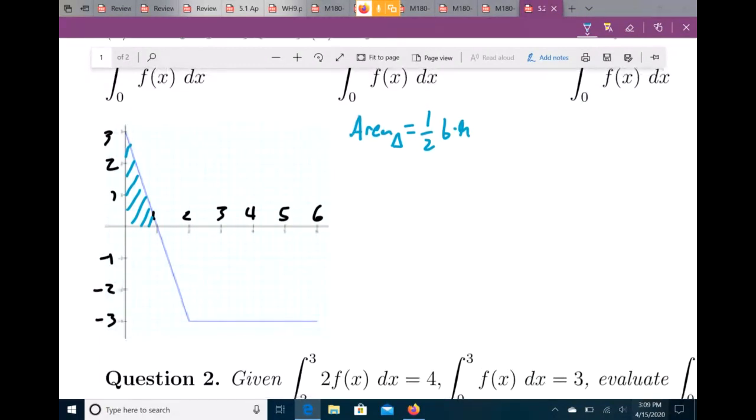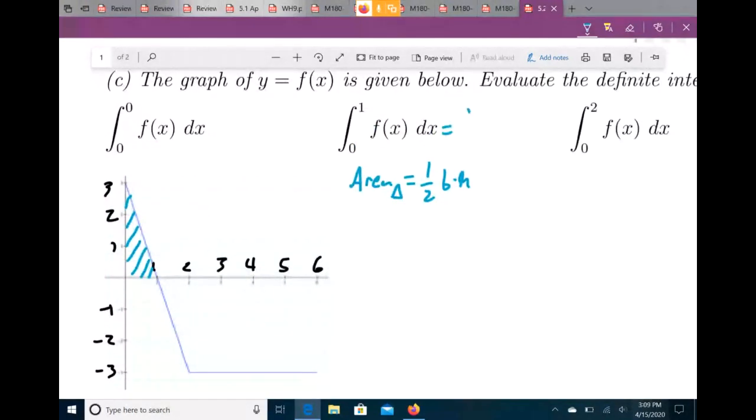Okay, what is the width of the base of this triangle? Yeah, just one. And then what is the height? Good, 3. So we just computed the area between the curve and the x-axis over the interval from 0 to 1. For the next one, going from 0 to 2, you would compute it from 0 to 2.